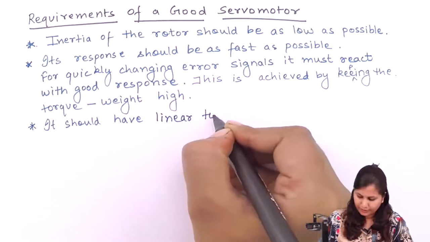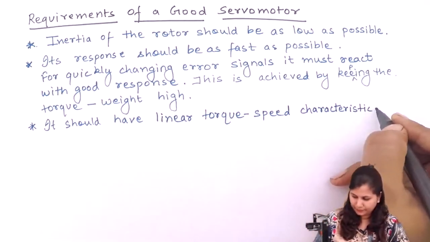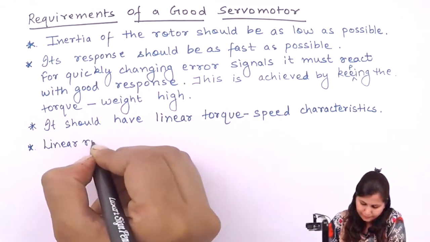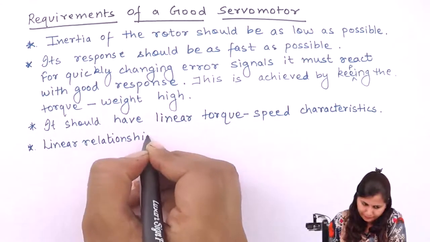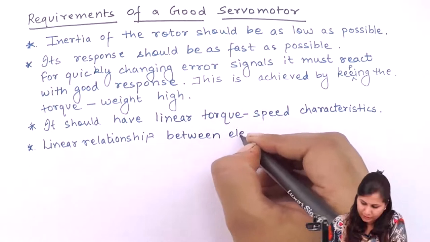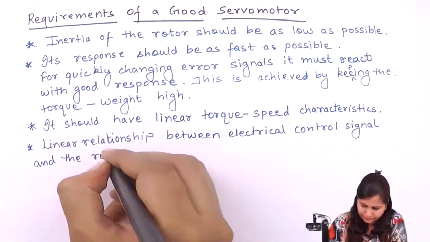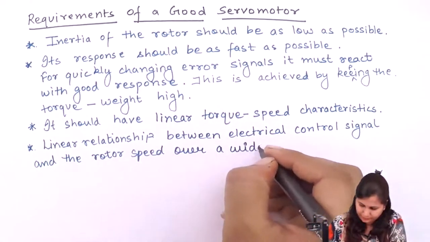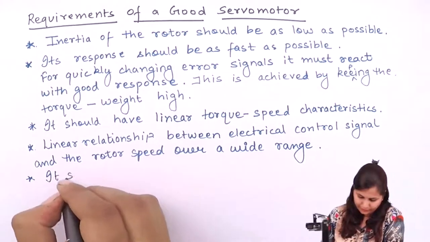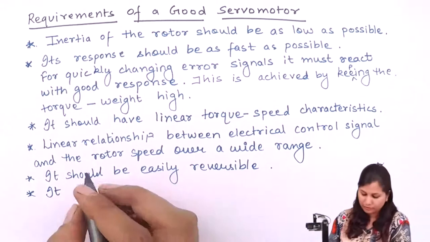Now the third requirement of a good servo motor is that it should have linear torque speed characteristics. Okay. Fourth is that it should have a linear relationship between the electrical control signal and the rotor speed over a wide range. Next, it should be easily reversible. Its operation should be stable.